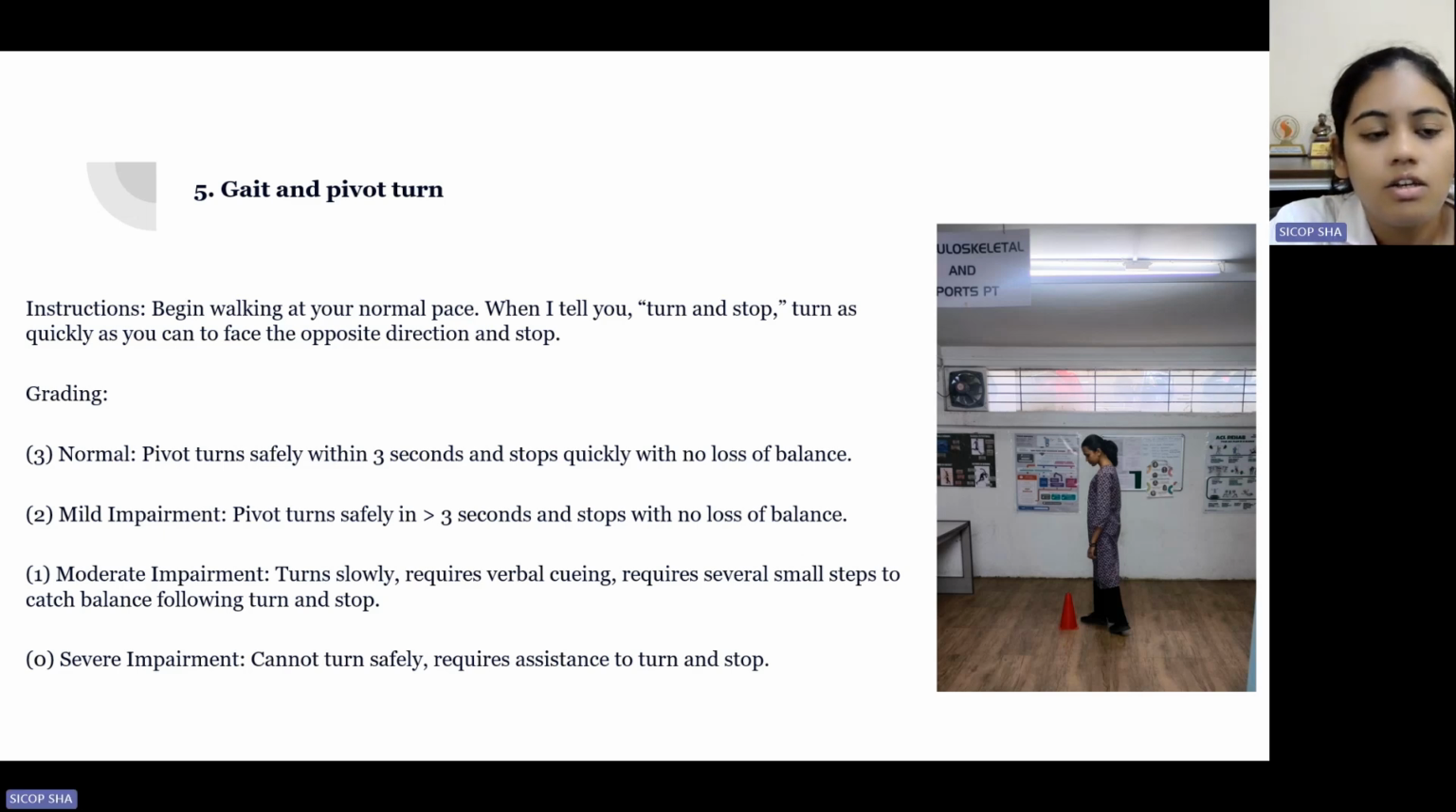While grading is normal, that is 3, pivot turn safely within 3 seconds and stop quickly with no loss of balance. While 2 is mild impairment, in which pivot turns safely in more than 3 seconds and stops with no loss of balance. While 1 is moderate impairment, in which the individual has to turn slowly, requires verbal cueing, requires several small steps to catch balance following turn and stop. While 0 is severe impairment and cannot turn safely, requires assistance to turn and stop.